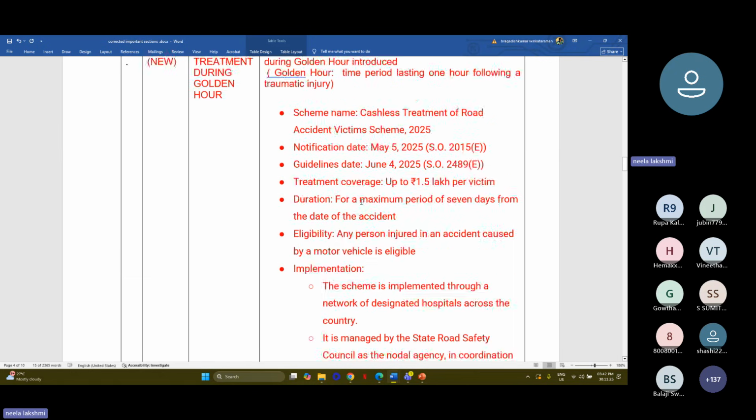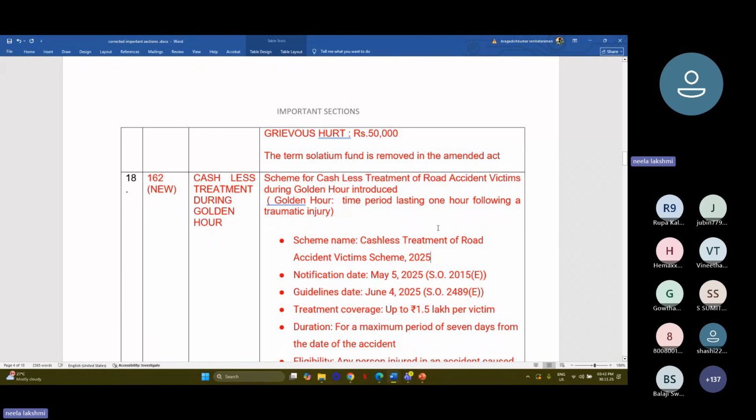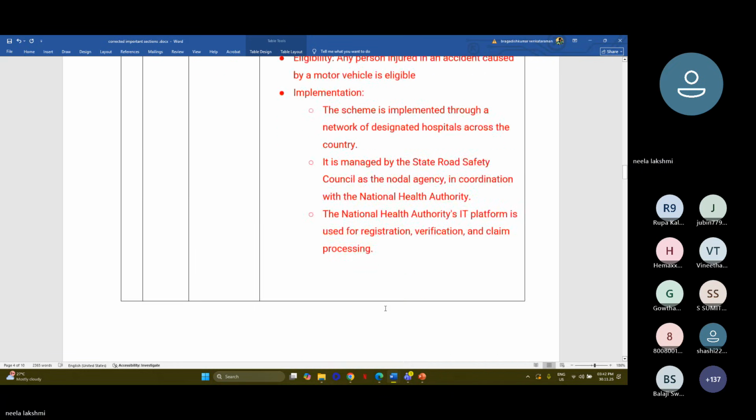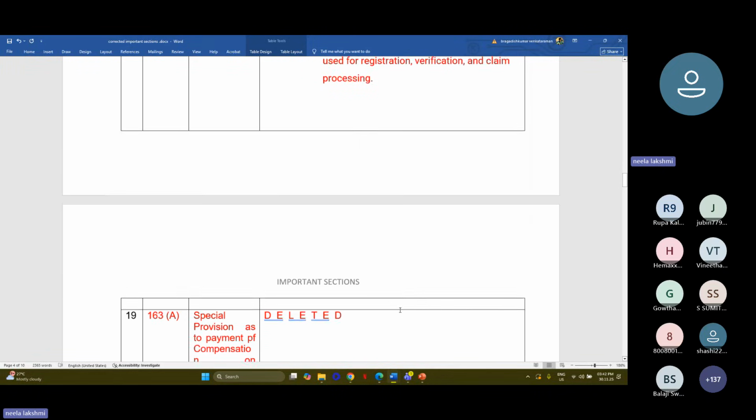Okay, this is a new important section, a very recent amendment, May 5th and June 4th. So please try to remember this: cashless treatment during the golden hour. Even though it was announced in the last amendment, 1/4/2022, only now is it coming into effect. The modalities were formulated now, and it is coming into effect now.